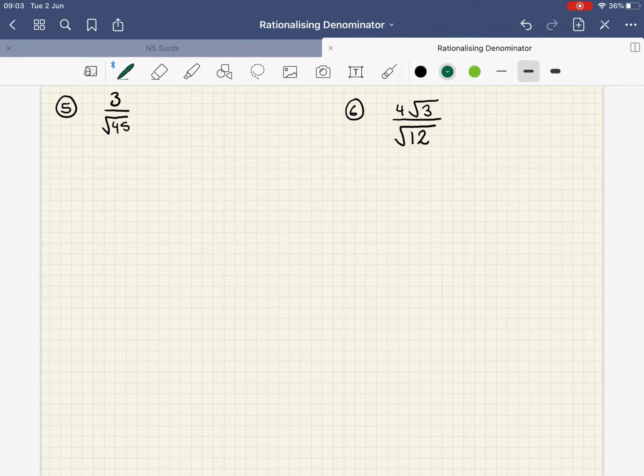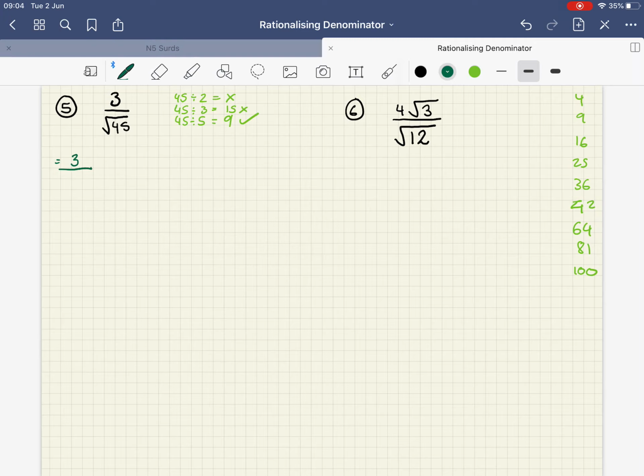So this first one here, I'm going to simplify at the beginning. So I think of my list: 4, 9, 16, 25, 36, 49, 64, 81, 100. So 45 divided by 2 is a decimal, that's not going to work. 45 divided by 3 is 15, that doesn't work. 45 divided by 5 is 9, so that does work. So that's what I'm working with.